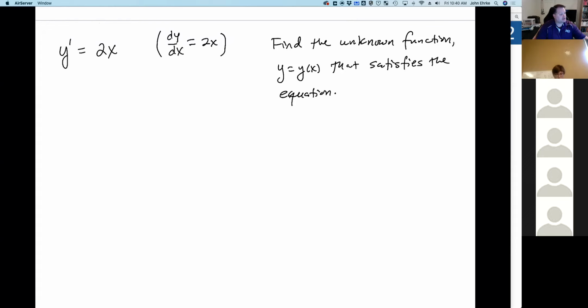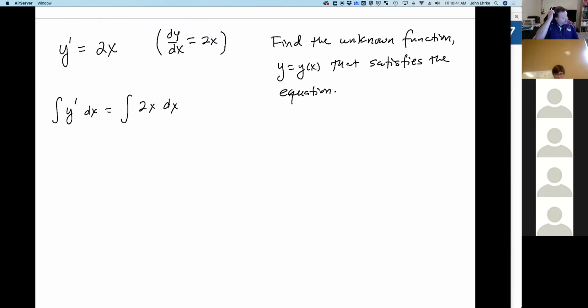So basically what I'm asking you about is, what is the antiderivative, or I would take the integral of both sides to solve this. So on the left-hand side, the integral of y prime dx is just y. And on the right-hand side, the antiderivative of 2x is x squared divided by 2 times the 2 that's already there. So you would just get x squared plus a constant.